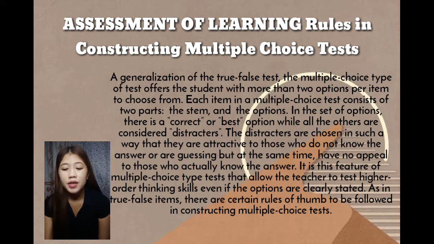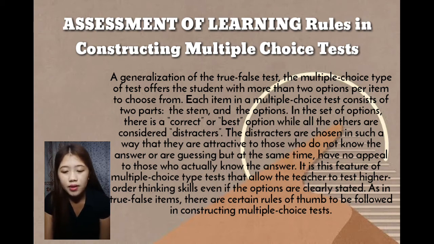In the set of options, there is a correct or best option, while all the others are considered distractors. The distractors are chosen in such a way that they are attractive to those who do not know the answer or are guessing, but at the same time have no appeal to those who actually know the answer. It is a feature of multiple choice type tests that allows the teacher to test higher order thinking skills even if the options are clearly stated.